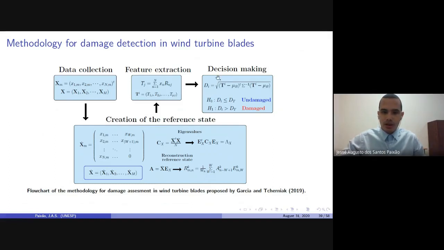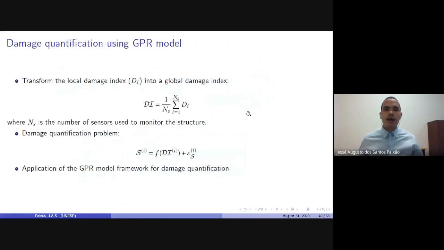Well, this is a local damage index that has to be computed for each sensor of our structure. Then, in order to apply the Gaussian process regression framework, we proposed to transform this local damage index into a global damage index, which can capture the information from all local damage indices as a unique damage indicator. This simplifies the process of the Gaussian process regression model training, because if not, it was necessary to train a GPR model for each sensor.